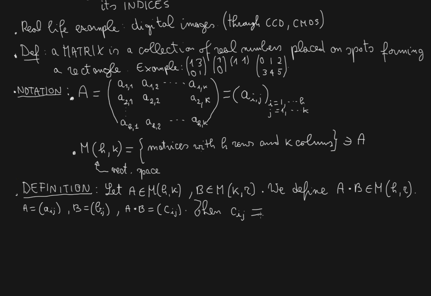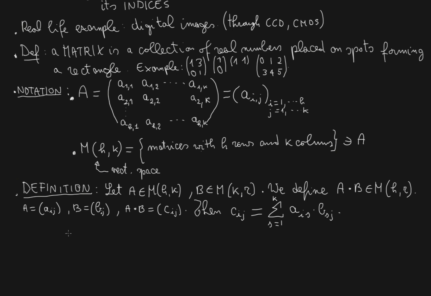Cij will be computed from the a's and the b's by means of the following formula: it is the sum for s that goes from 1 to k of the product of the coefficients ais times bsj. Okay, so this is the formal definition. Let's see what this amounts to graphically.